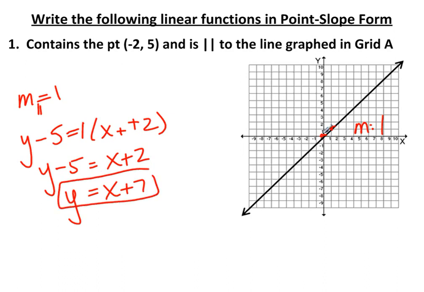Now let's think about that in the graph. If I graph this, I would have a point at 7 and a slope of 1. And if I graph this, you should see that I'm going to get a parallel line, and that's a good way to check.